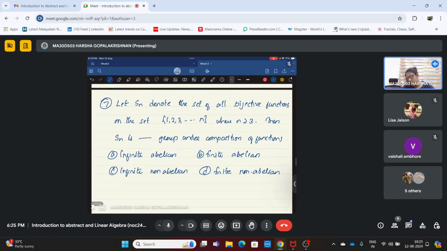One more question. Sn denotes the set of all bijective functions on the set 1 to n. We have already seen last week what Sn is. Sn is the symmetric group on n letters, which contains all the permutations or bijective functions of the set 1 to n, given n greater than or equal to 3. Whether Sn is finite or infinite, and in the same way whether Sn is abelian or non-abelian.